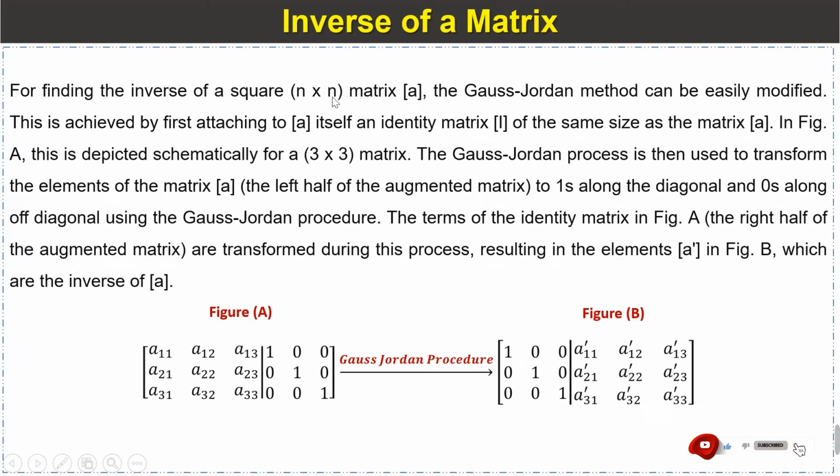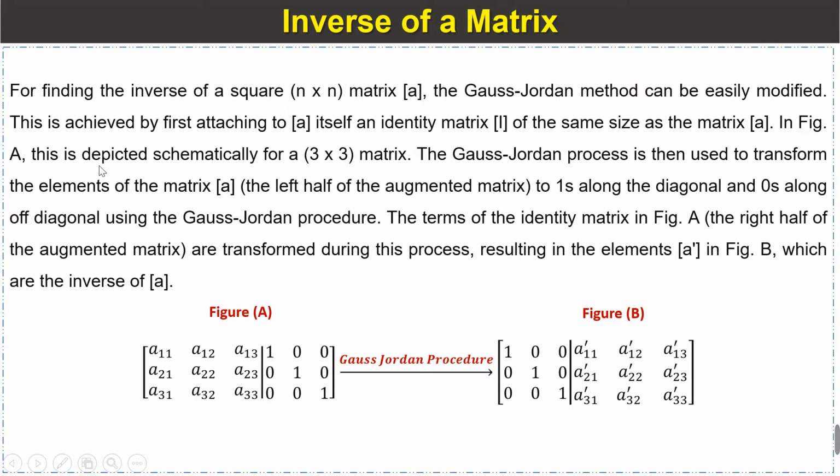Okay, so how can we find the inverse using Gauss-Jordan? This is achieved by first attaching to A itself an identity matrix. First, we attach an identity matrix to the matrix A, of the same size as the matrix A. In figure A, we can see that this one is the matrix A, and this one is the identity matrix. After attaching the identity matrix to the matrix A, we have the augmented matrix.